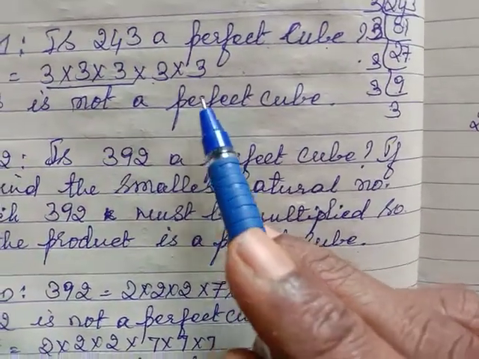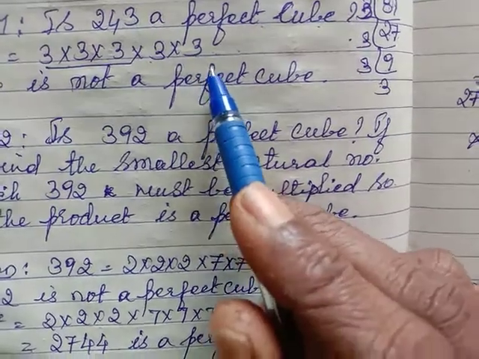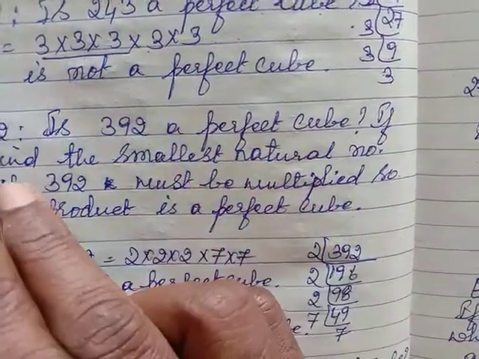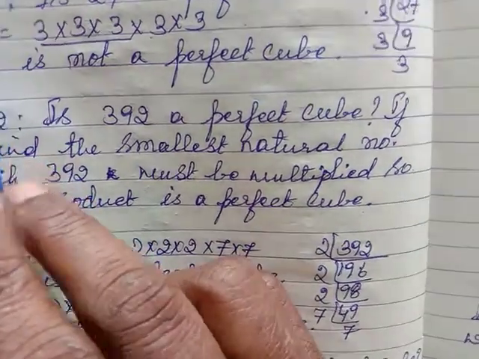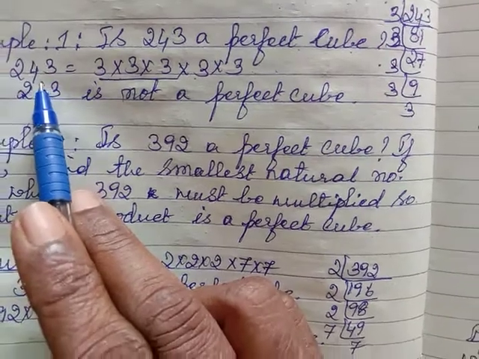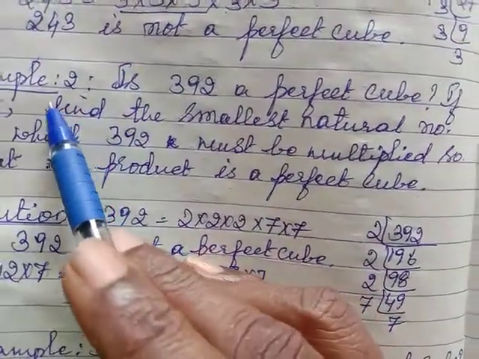If they ask you to find out which perfect cube is missing and how much is missing, all those things, then you have to write here 3 and you can divide or multiply something. Then you can make this a cubic number. Okay, children? So that we'll see in the next problems.